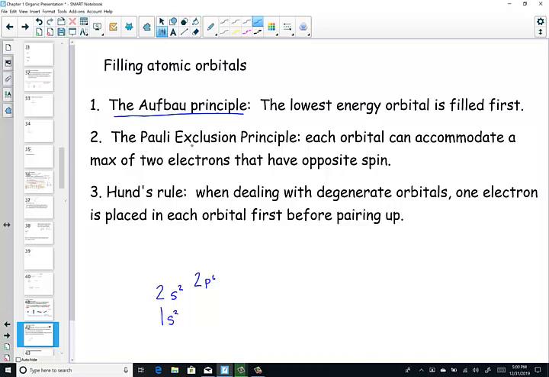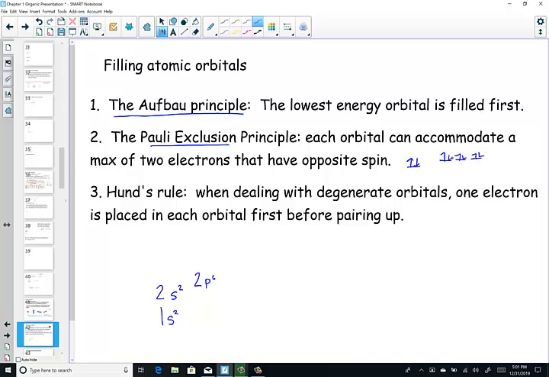The Pauli exclusion principle reminds us that each orbital can accommodate the maximum of 2 electrons, but they must have opposite spin. And that means as we were writing our orbital diagrams, we would place 1 electron first and then partner it with an opposite spin.